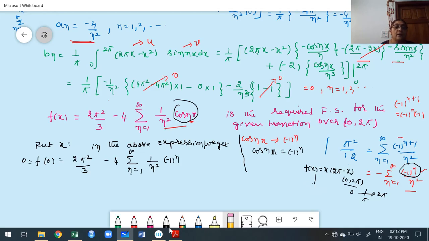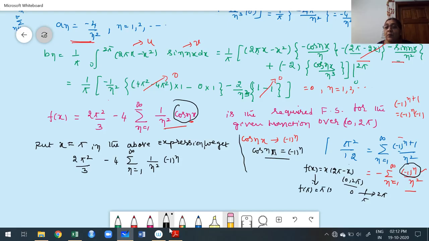Okay, fine. Just a minute. Don't get confused. Put x is equal to pi. I already verified for which value of x we get minus 1 to the power of n: x is equal to pi. I wrongly substituted; we get minus 1 to the power of n only for x is pi. You don't get it for x is 0, because cos 0 is 1. Once you put x is equal to pi, what is f of pi?